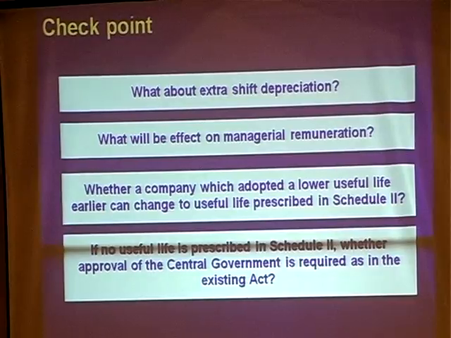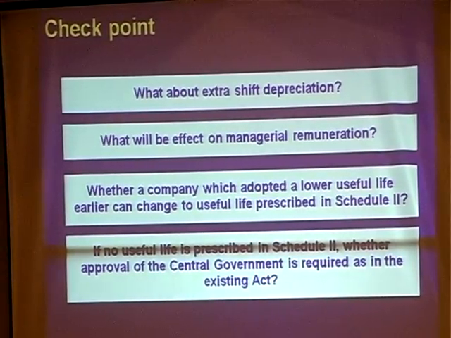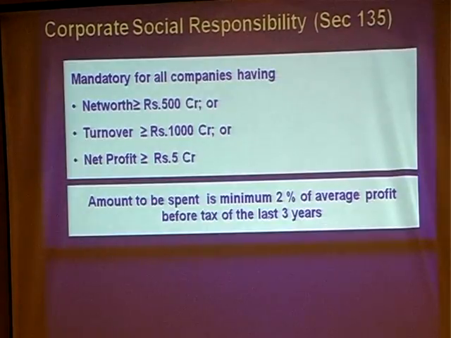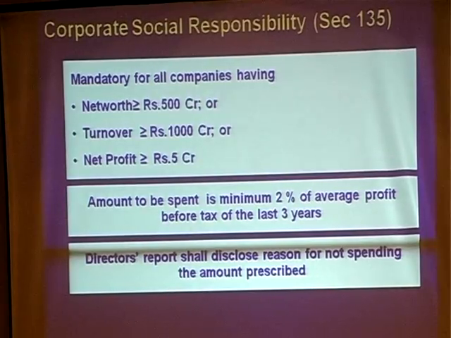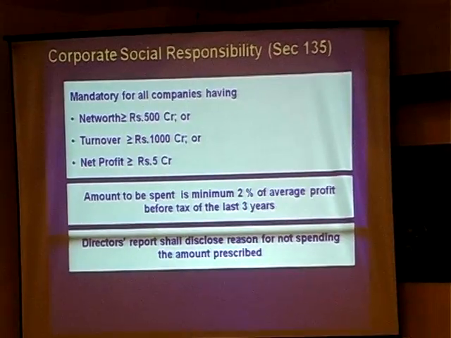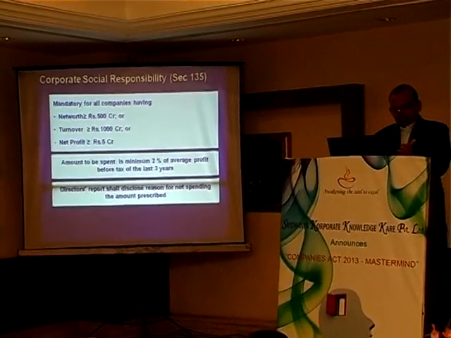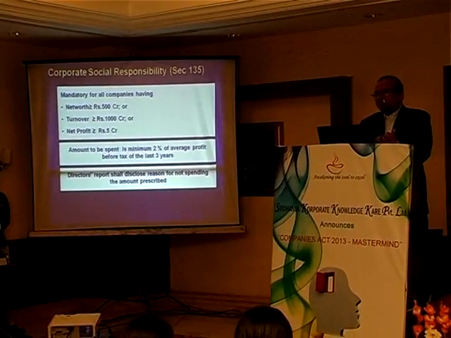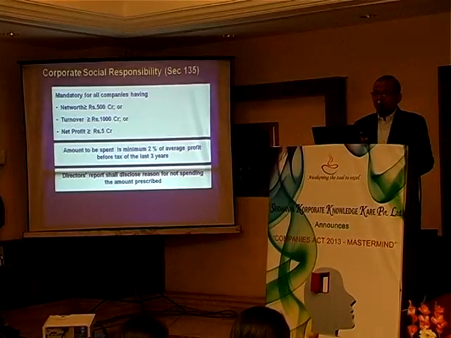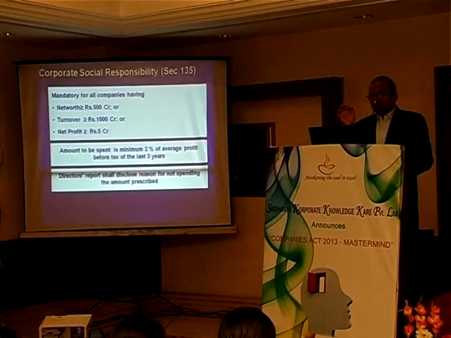If it is not specifically given, the management can estimate the economic useful life and apply those principles. Corporate social responsibility, you know that it's 2% of the average profits before tax for the last 3 years. The Directors' report shall disclose reasons for not spending the amount. This is what I am thinking: whether corporate social responsibility is still mandatory or only optional. It only says that you spend this money.